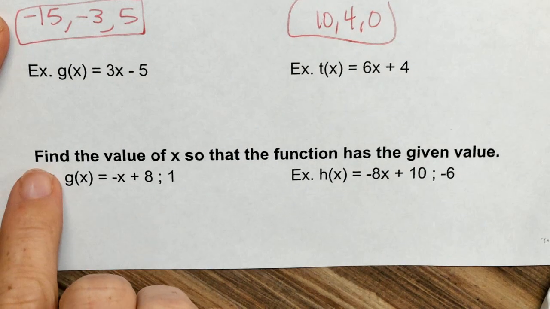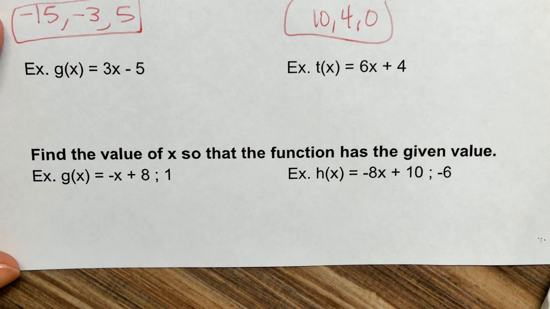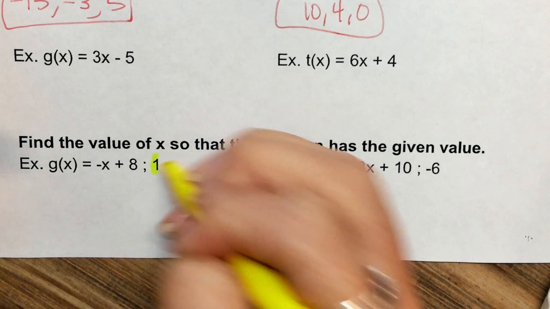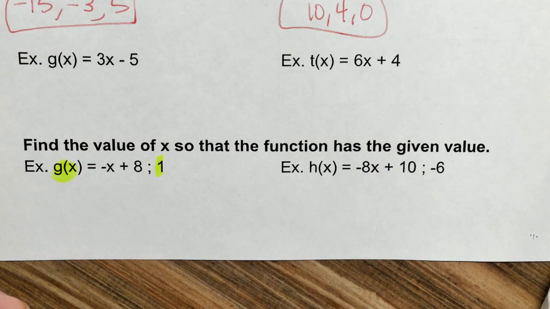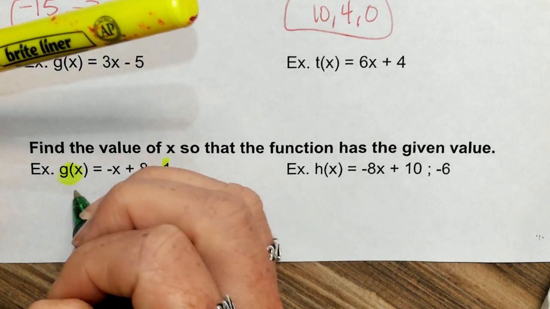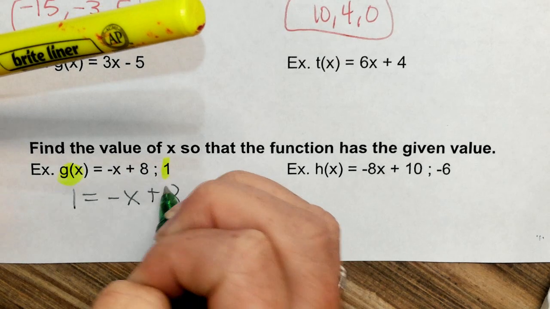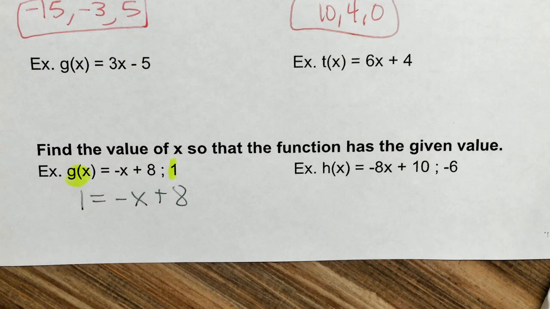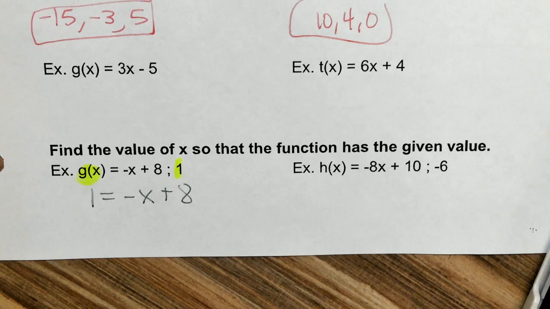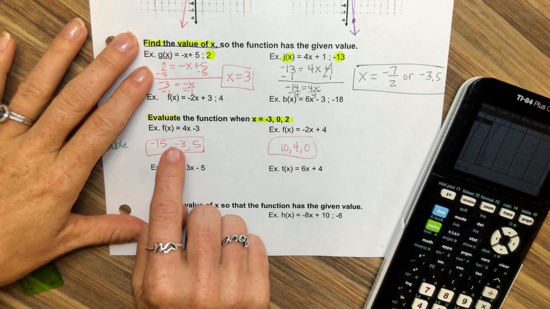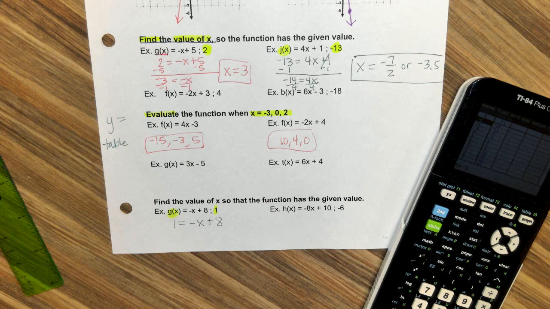This says find the value of x. So what would I plug 1 in for? The function. So I would do, I'm not going to solve it, 1 equals negative x plus 8, and then I would solve for x because it said find x. Are y'all good with the 2 differences? Do y'all understand when you're plugging in for the function or when you're plugging in for x?